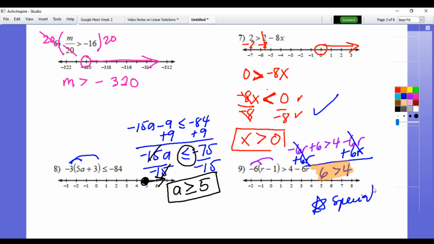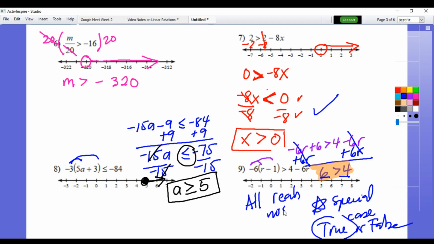Special case. When you say special case, it's either true or false. Is 6 bigger than 4? Yes, so that's true. If it's true, the answer is all real numbers. So when you graph it, it's every number, it will be the entire line. So I will just shade the entire line with arrowheads on both sides. That means every possible value of r will work, okay?